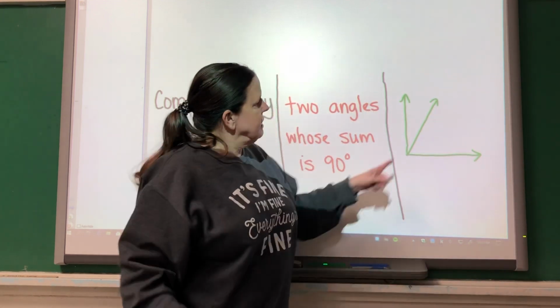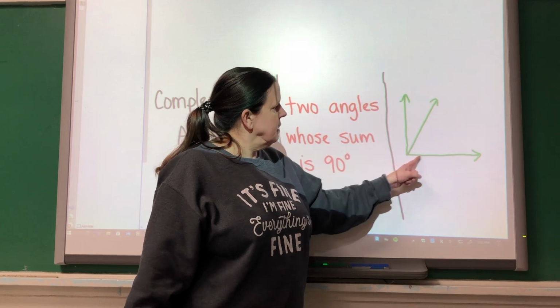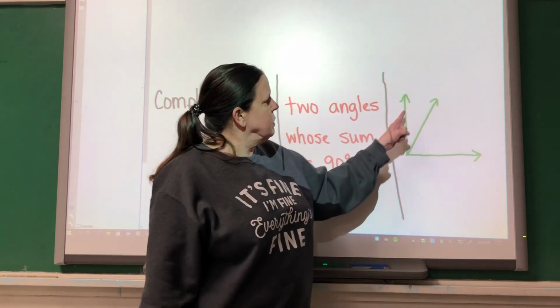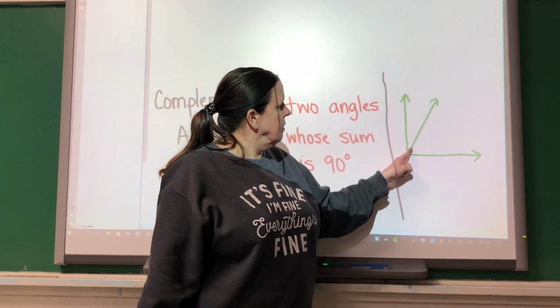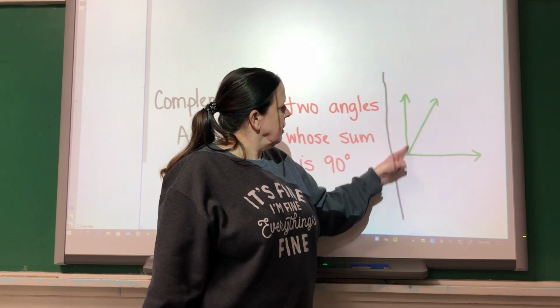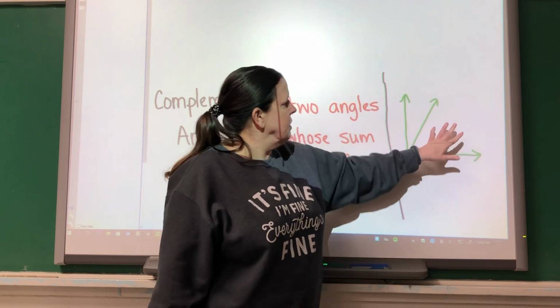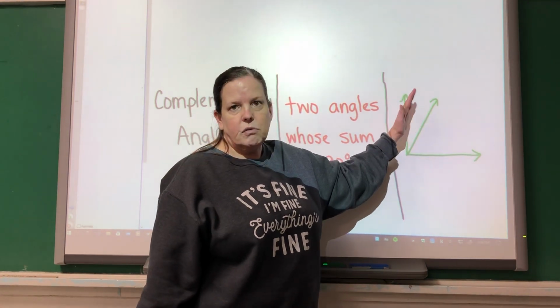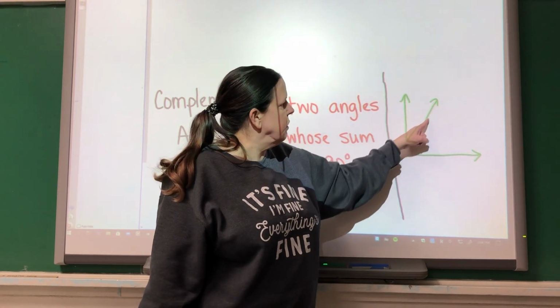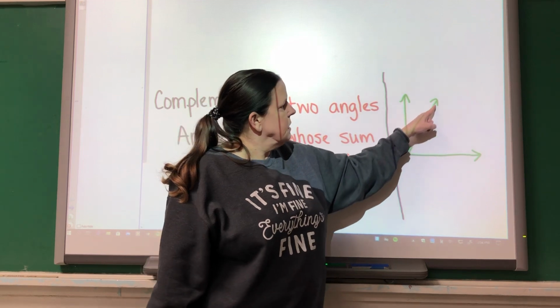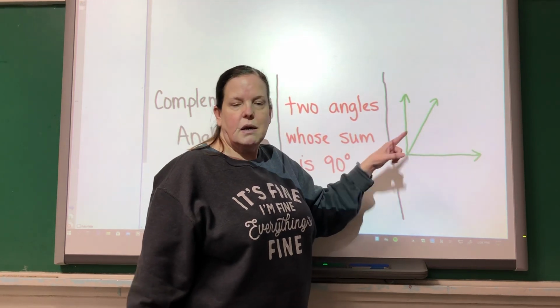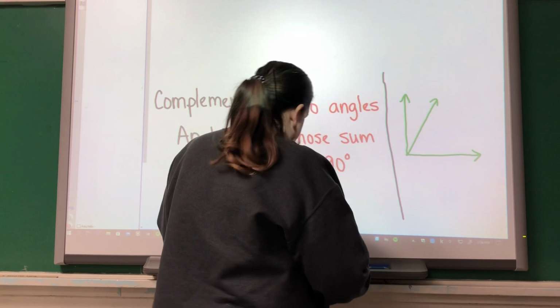Okay, so you can see this is a right angle. So we have 2 angles. We have this angle right here, this smaller one, and then we have this one that's a little bit bigger. And when the 2 get added together, they equal 90 degrees. So they are sharing this side of their angle, okay?